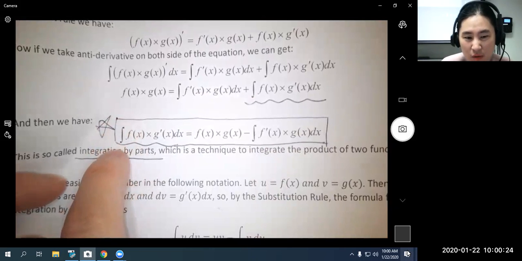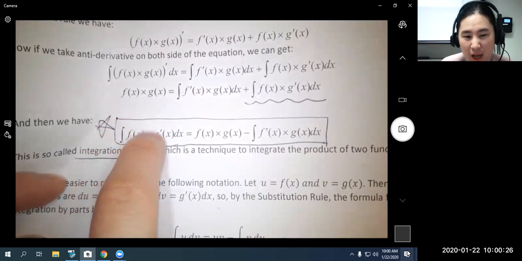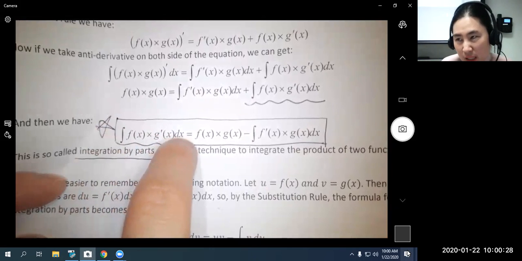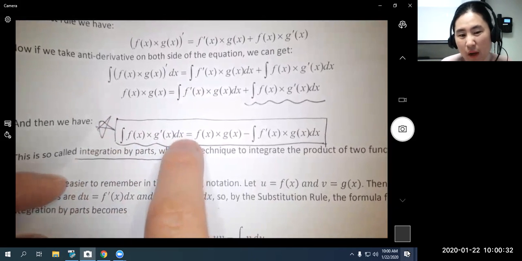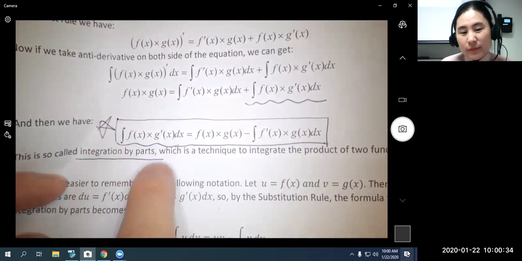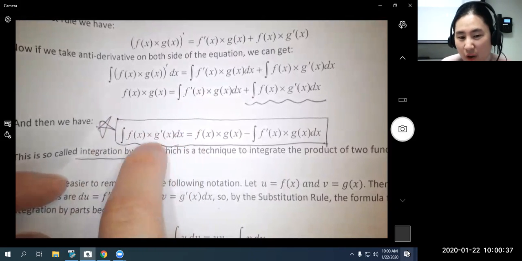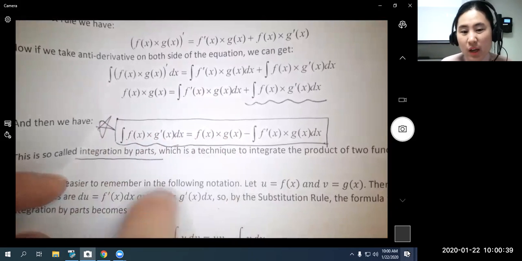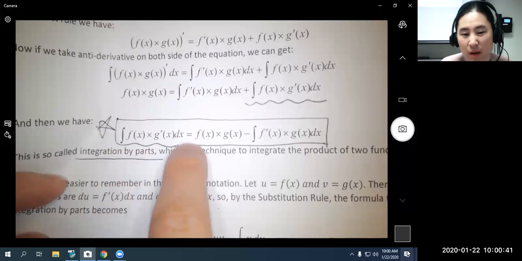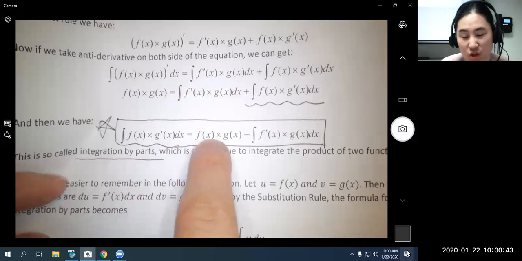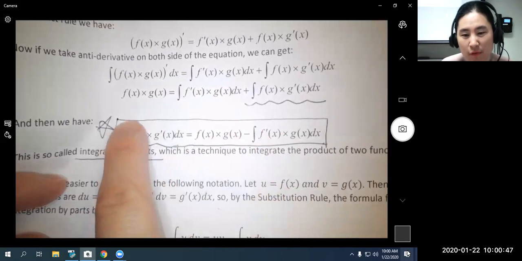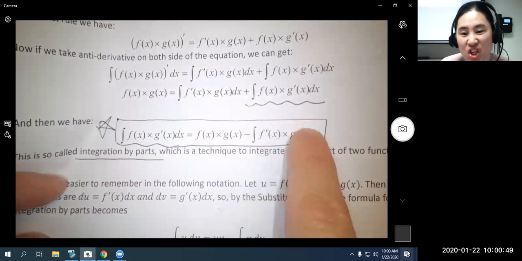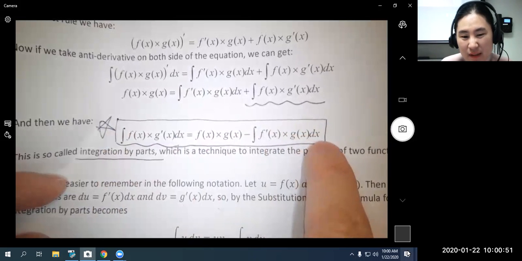come to the integral of a function f times g prime dx, as long as we know f, and then we find the antiderivative of g prime, which is g, this integral becomes f times g minus the integral of what? Derivative of f times g dx.